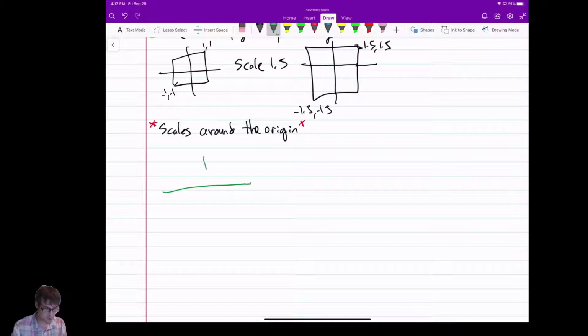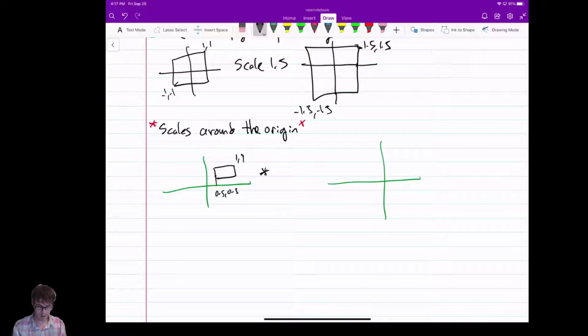If I have my coordinate system here, I can imagine if I have this shape, it's in positive space here, and this is 0.5, 0.5, and this is 1, 1. If I multiply this by 1.5, everything moves and scales, okay? So that 0.5 becomes 0.75, and that 1 becomes 1.5. So it moves as well because you're scaling everything up, okay?